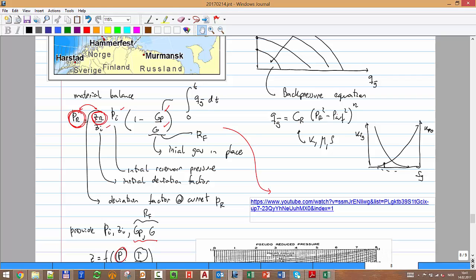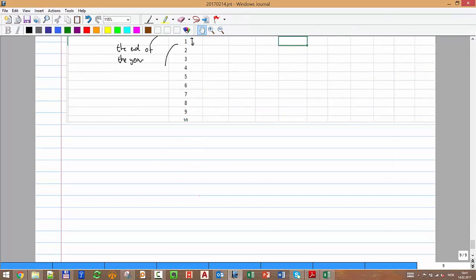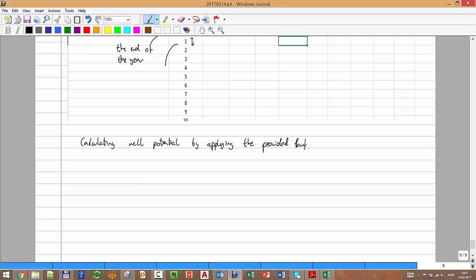Then you cannot, right? So let's make just a note here. First I calculate the well potential. The reservoir simulator is calculating well potential by applying the provided PWF min at the sand face. Okay, I call it the sand face.